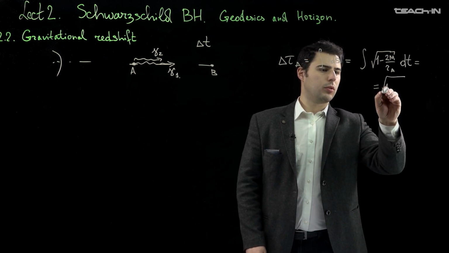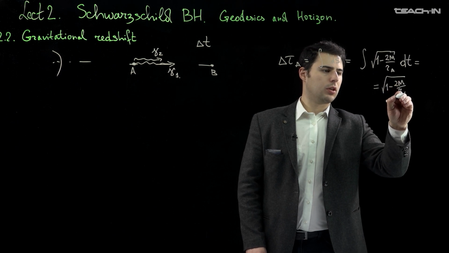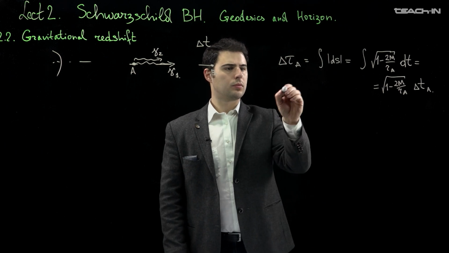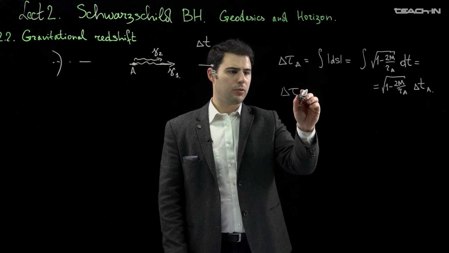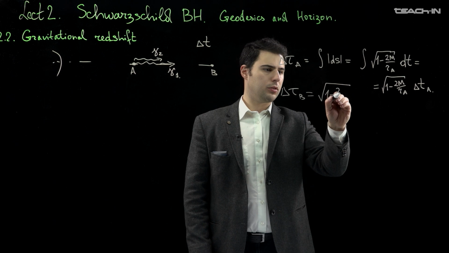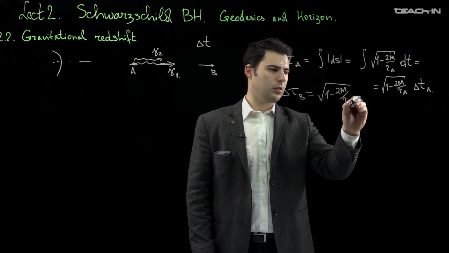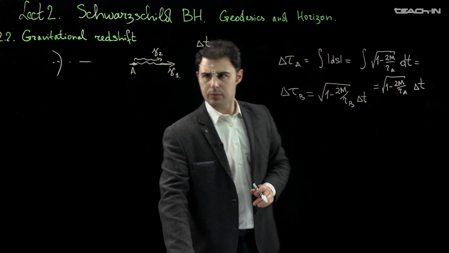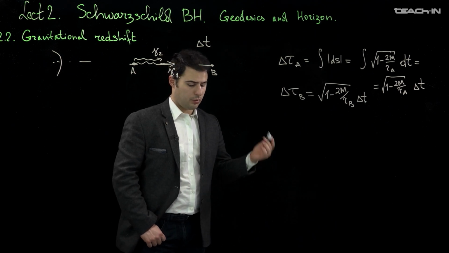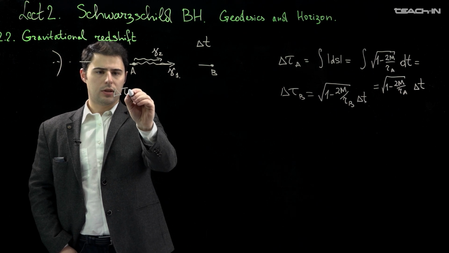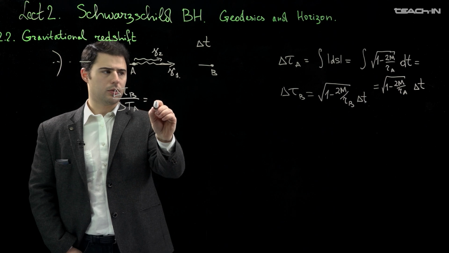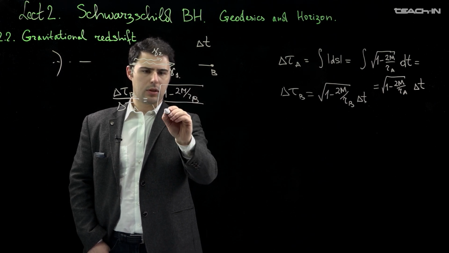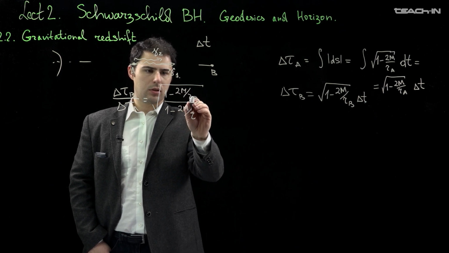So we have delta tau A equals the square root of 1 minus 2m over r_A, times dt. Similarly, the time difference for observer B is the square root of 1 minus 2m over r_B, times dt. So the relative time difference is then d tau B over d tau A equals the square root of 1 minus 2m over r_B, divided by the square root of 1 minus 2m over r_A.